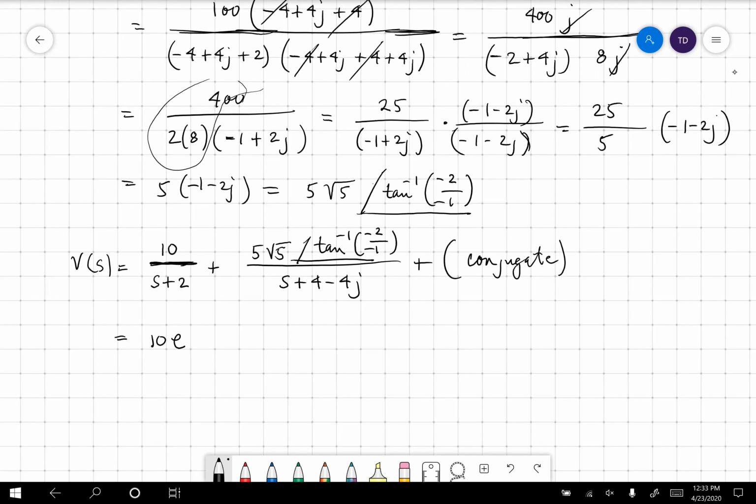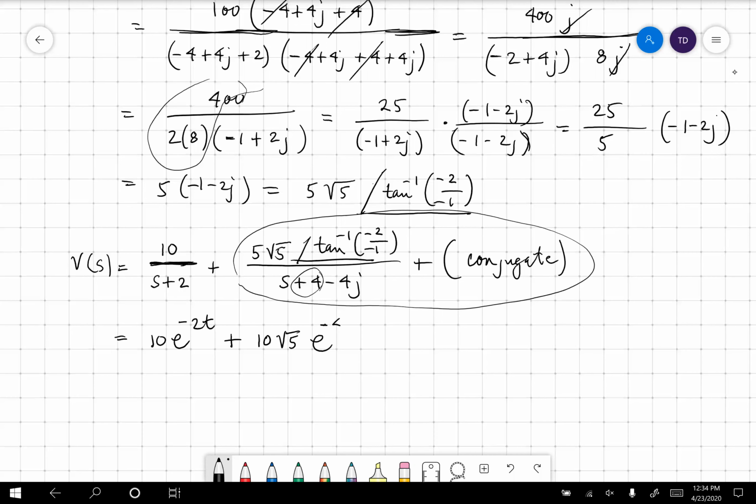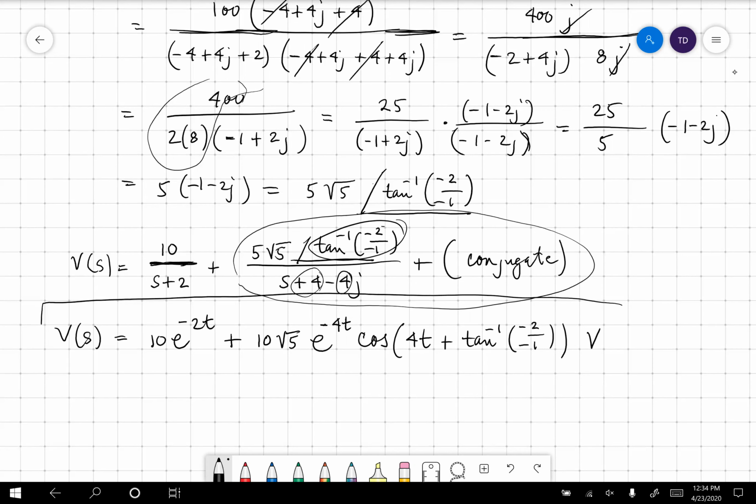10 e to the minus 2t. Together, these two together is 1, so we double it, 10 root 5. Then e to the minus 4t, the real part, and then cosine of 4t, then the angle, plus tan inverse of minus 2 divided by minus 1. And that is in volts. So that is our answer for part B.